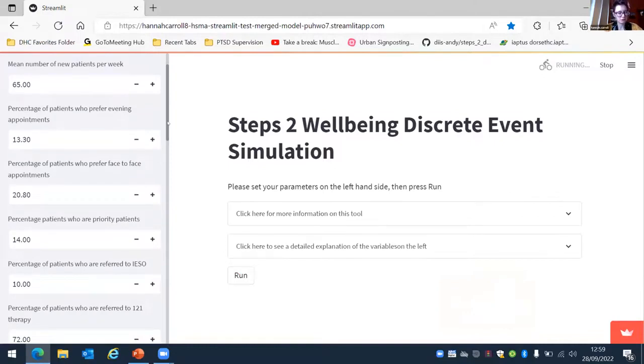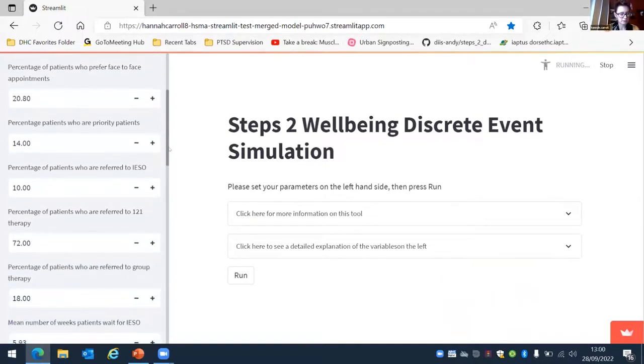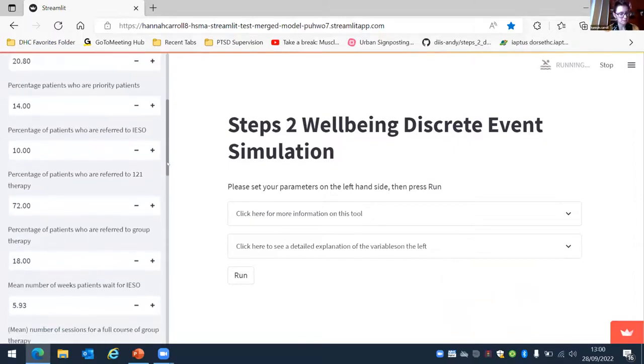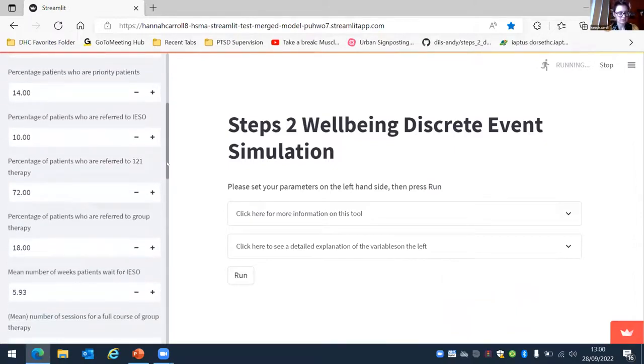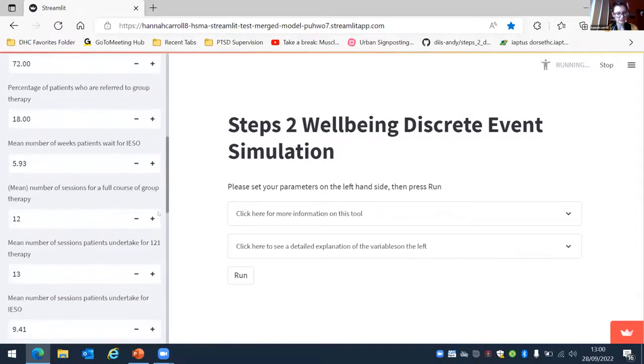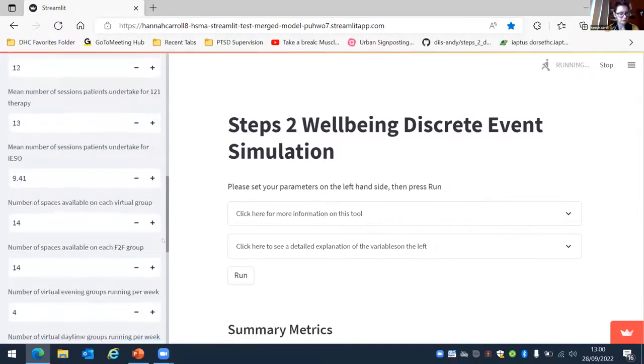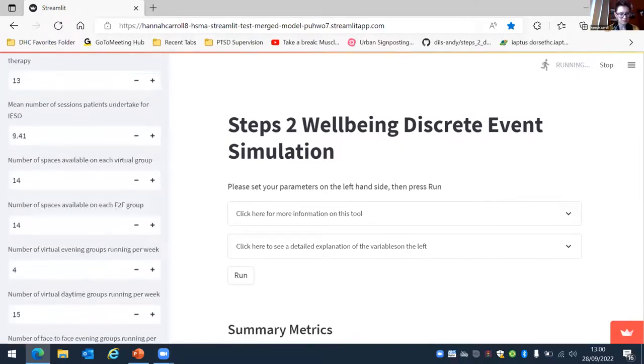So in the menu on the left, you've got all the different variables which are customizable. So the defaults are based on the data from the real world. So what was the situation that we're seeing at the moment? And then obviously they will be able to change those to reflect any changes that they're planning on making or thinking of making in the service. So you've got all different types of appointments available in that column.